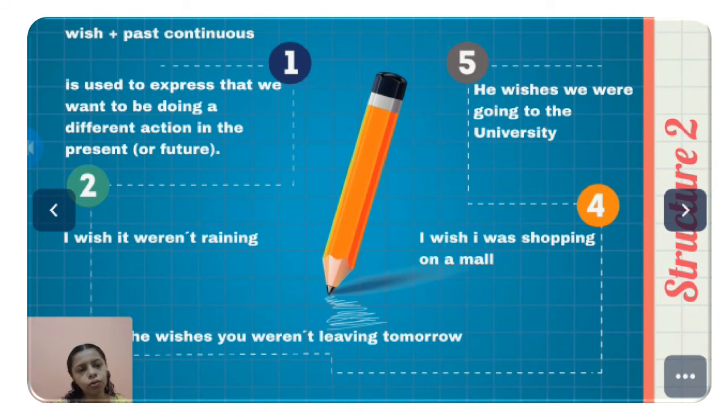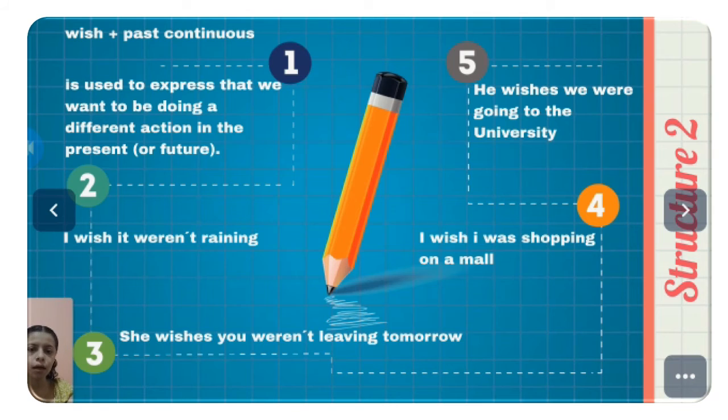Second structure is wish plus past continuous. It is used to explain that we want a different action to be happening in the present or the future. For example, one: I wish it weren't raining. Example two: She wishes you weren't leaving tomorrow. Example three: I wish I was shopping at the mall. Example four: I wish we were going to the university.